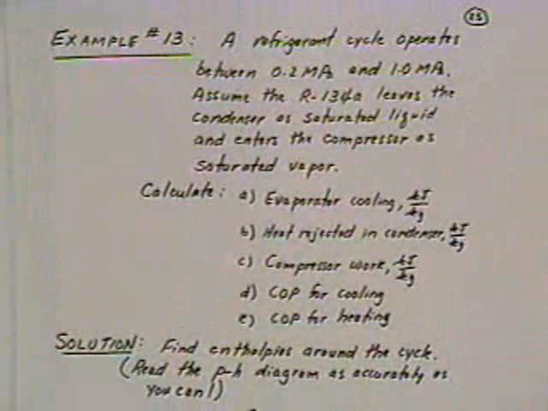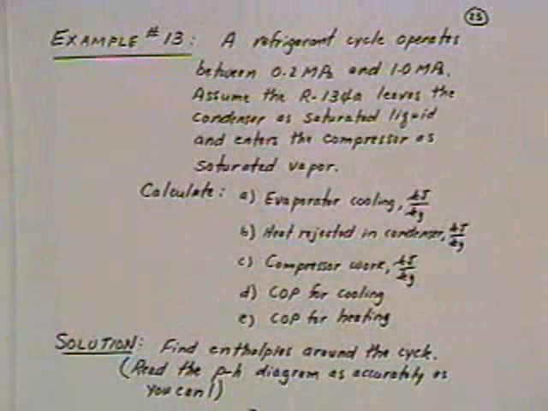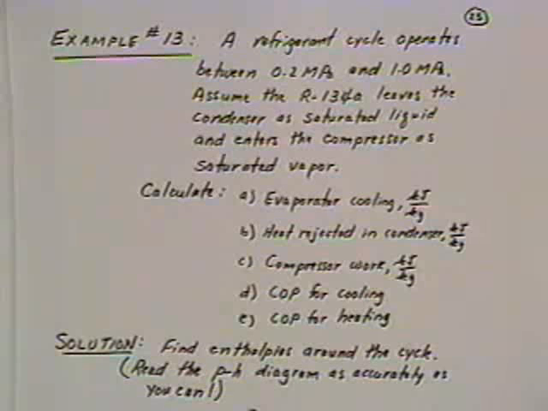Here's our cycle. We've got a refrigerant cycle that operates between 0.2 of a megapascal and 1 megapascal. We're going to assume that the refrigerant is our environmentally friendly R134A. It leaves the condenser as saturated liquid, and it enters the compressor as saturated vapor. Now, you could get some variations of this. You could end up with a cycle that would leave the condenser slightly subcooled, or a situation where you'd enter the compressor as slightly superheated vapor.